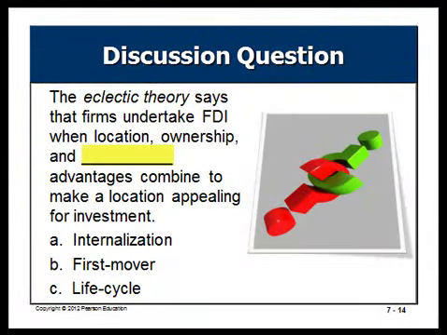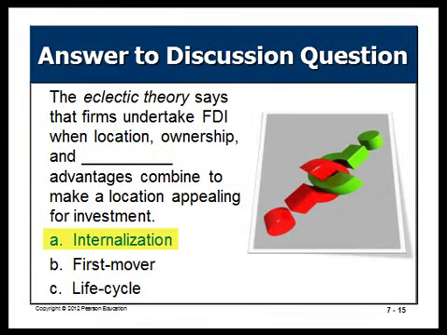Now fill in the blank by choosing one of the three words: internalization, first mover, life cycle. The correct answer is A, internalization. The eclectic theory says that firms undertake foreign direct investment when location, ownership, and internalization advantages combine to make a location appealing for investment.